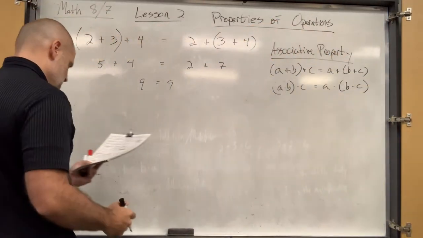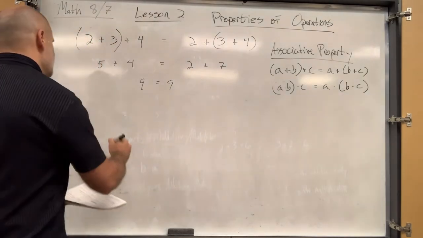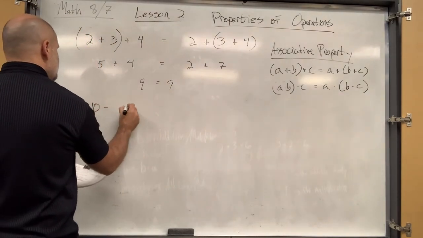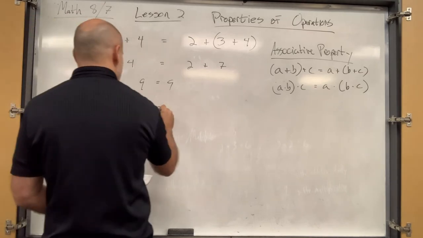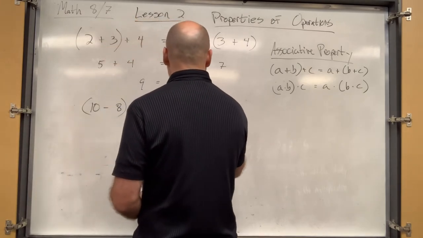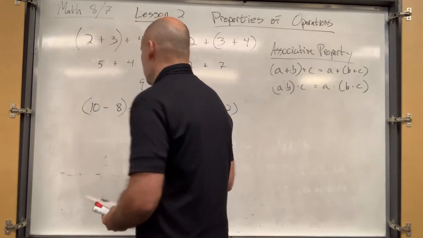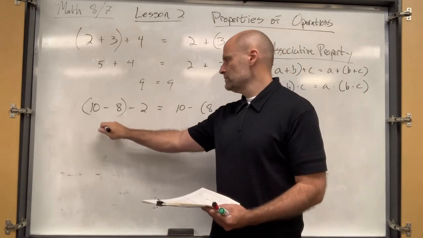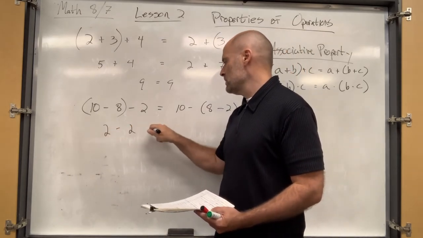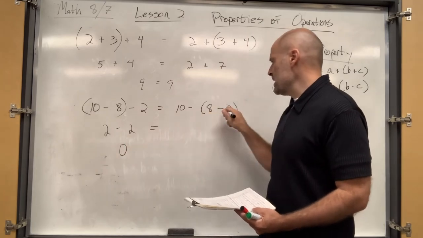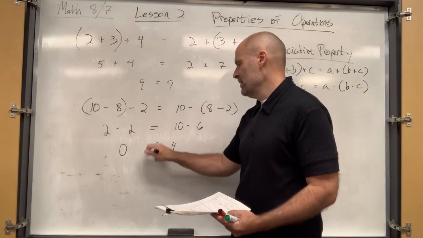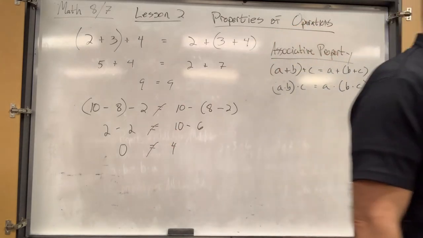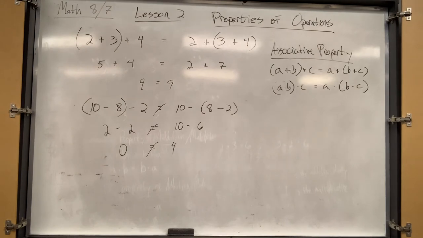Okay, so it doesn't work for subtraction. Let's try this. Let's try (10 - 8) - 2. Okay, let's see if that equals 10 - (8 - 2). What's 10 minus 8? 2. What's 2 minus 2? 0. What's 8 minus 2? 6. What's 10 minus 6? 4. No, doesn't work. Okay, isn't that weird? Is anyone else weirded out by that? Why wouldn't that work? It doesn't.